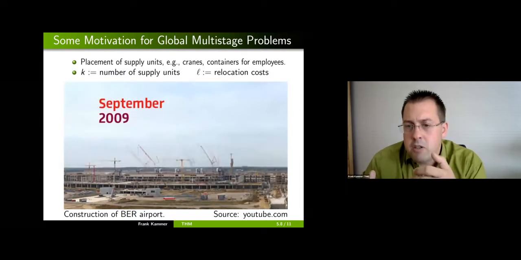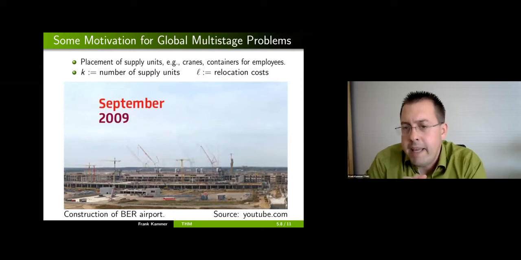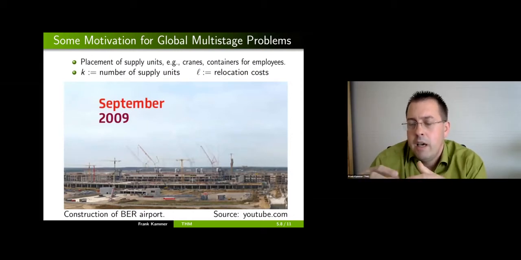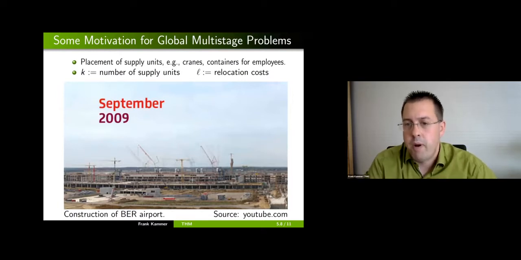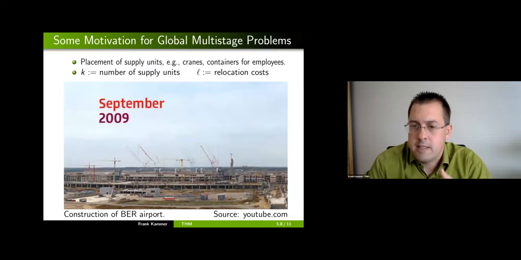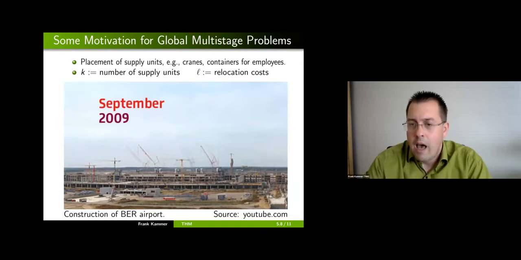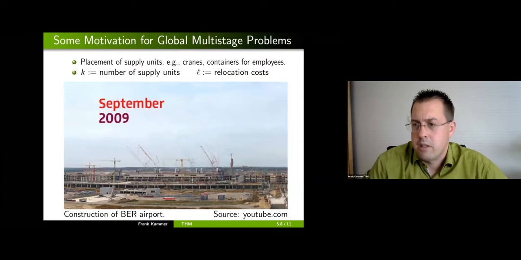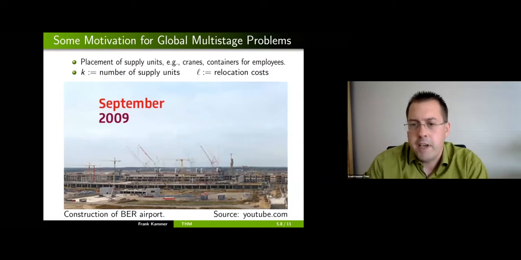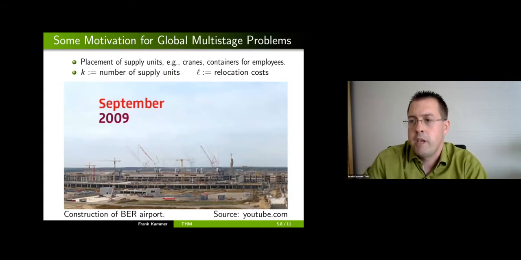So such a construction site and many other problems can easily be described in a temporal graph with the constraints we have. And then the goal is to find some solutions satisfying these constraints. And if we have a local budget, this means we have a fixed amount of workers that are able to do some change from one step to the other.